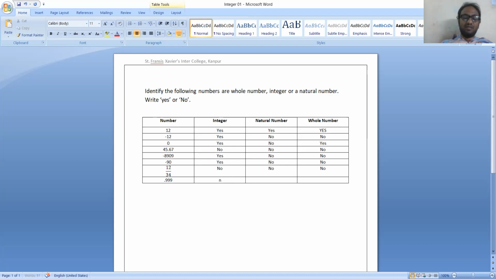So this is also a decimal number. So we will write no for that. And this is also not a natural number and also not a whole number. Okay, so I think you have got the solution.